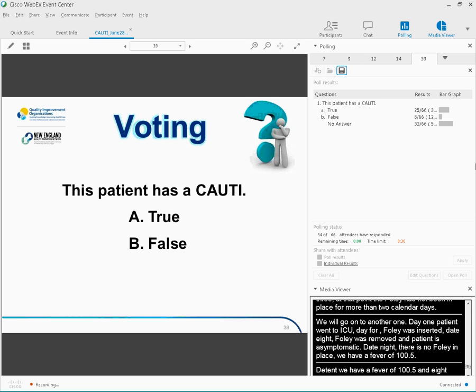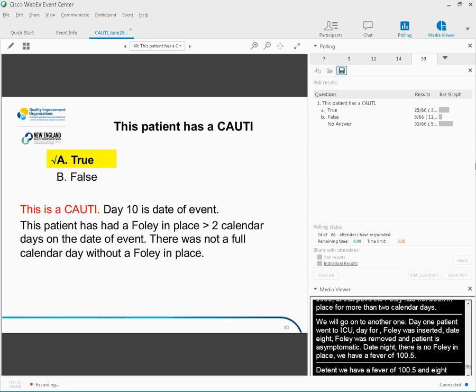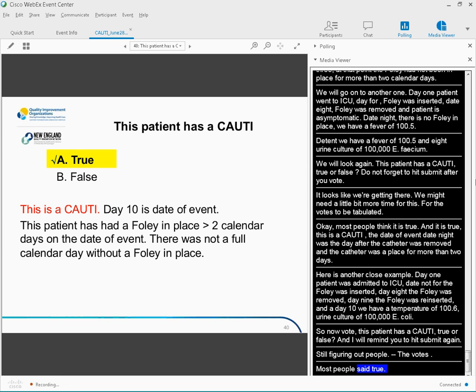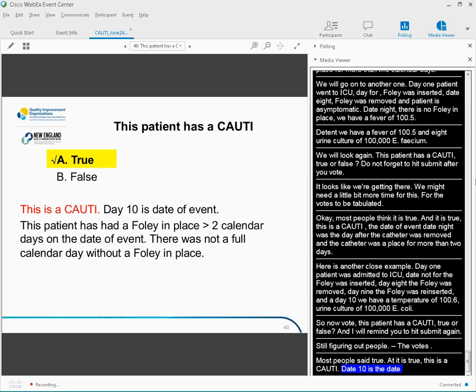Okay. All right. Most people said true. And it's true. This is a CAUTI. Day 10 is the date of event. This patient has had a Foley in place for more than 2 calendar days on the date of event. There was not a full calendar day without a Foley in place.